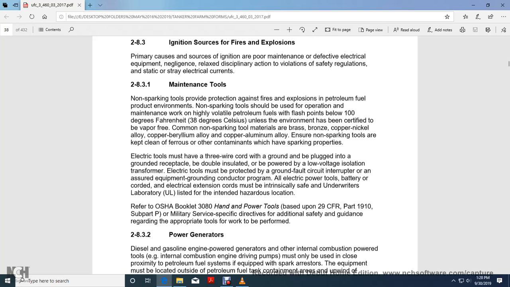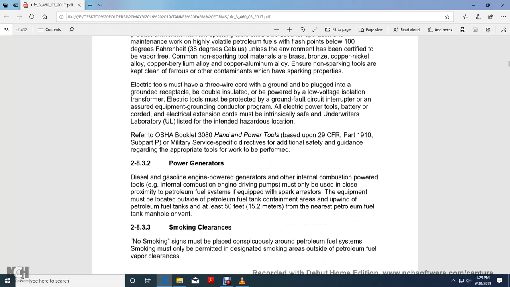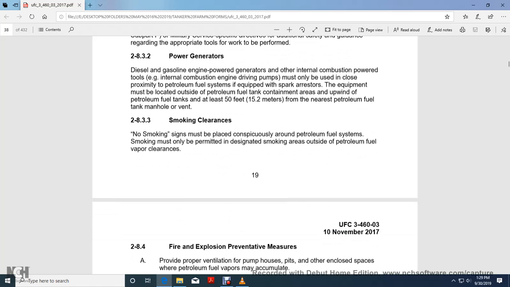Electrical tools must have a 3-wire cord with the ground plugged into a ground receptacle, be double insulated, or be powered by a low voltage insulation transformer. Electrical tools must be protected by a ground fault circuit interrupter or an assured equipment grounding conductor program. Electrical power tools, battery or corded, or electrical extension cords must be intrinsically safe and Underwriters Laboratories listed for the intended hazard location. Refer to OSHA booklet 3080, Hand and Power Tools, based on Title 29 CFR Part 1910 Subpart P. Military service specific directives may require additional safety guidance and appropriate tools.